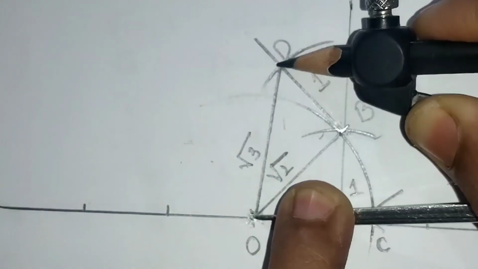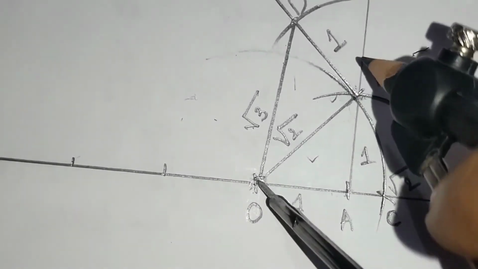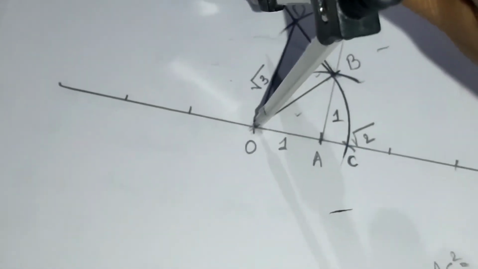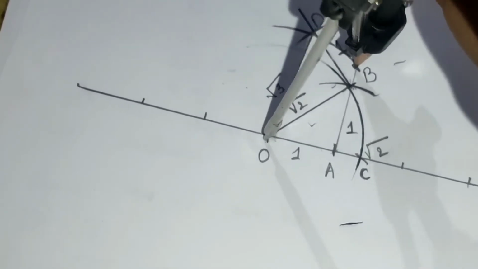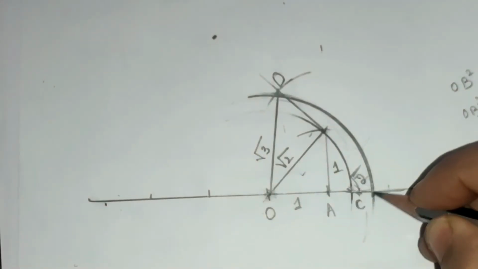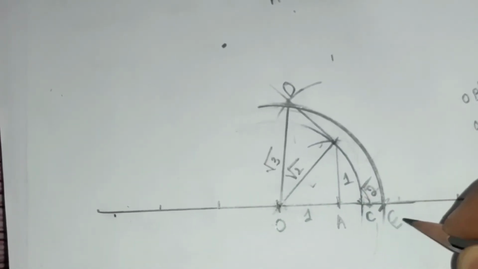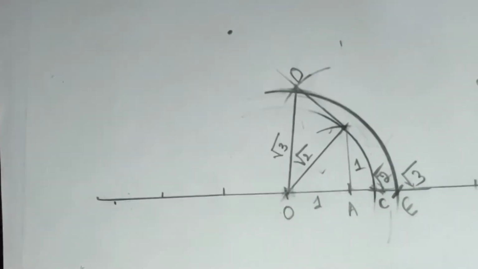root 3. You have to take OD as a radius and keeping O as a center, you have to cut an arc which joins the line. Let me call this point E. Now, point E indicates root 3.